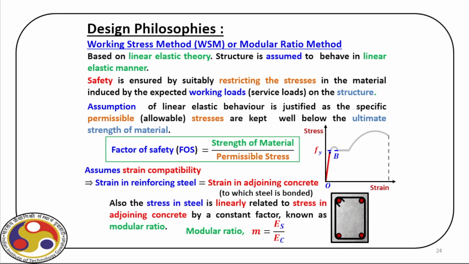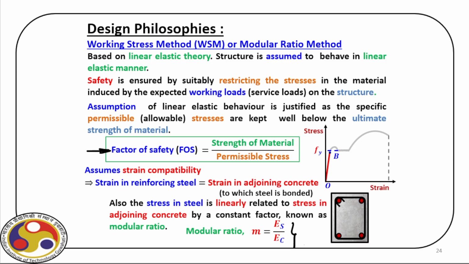Now, let us quickly go through the working stress method. We have already discussed it is a modular ratio based method where we consider linear variation of strain, right? And that was the main reference point with respect to which we define stress, and then we define the sectional capacity. Now, in this case, we define something called factor of safety, which is the strength of the material divided by the permissible stress, right? And modular ratio, as you can recall, is the ratio of Young's modulus of steel and concrete.